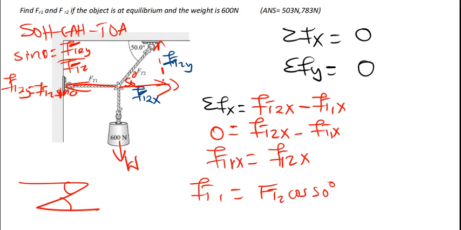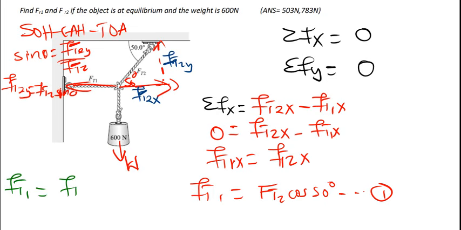Since I want to find FT1 and FT2, in this case there is nothing that I can do, so I'll call this equation 1. I need a second equation for me to find FT1 and FT2. So I'm going to rewrite this one to say the first equation is that FT1 should be equal to FT2 cos theta. Theta in that case is 50 degrees. That is my equation 1.